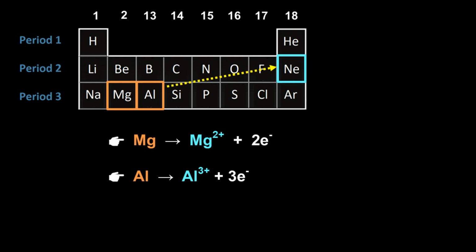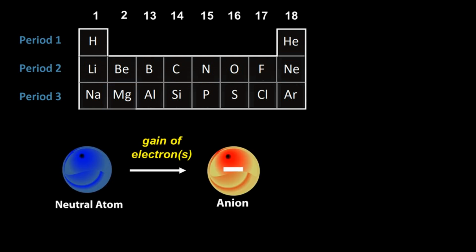Another good example is magnesium and aluminum. Magnesium achieves stability by losing 2 electrons, which gives us a magnesium ion, Mg2+. Aluminum, on the other hand, loses 3 electrons, forming an aluminum ion, Al3+. In both cases, these atoms reach a noble gas electron configuration by simply giving up the right number of electrons.